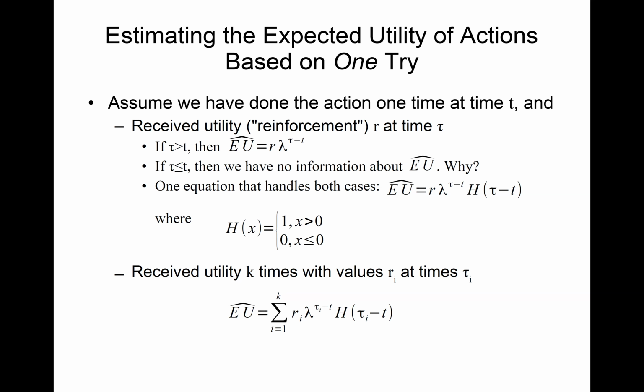So let's assume we have done the action. We took the action one time at time lowercase t. Then at time tau, that's the time at which we received a reward of lowercase r, and we're trying to compute the expected utility of that action. The first thing to say is the nominal case, where I get the reward after I take the action. That's the normal case, right? In that case, the expected return is just the reward discounted by the amount of time that elapsed between when I took the action and when I got the reward.